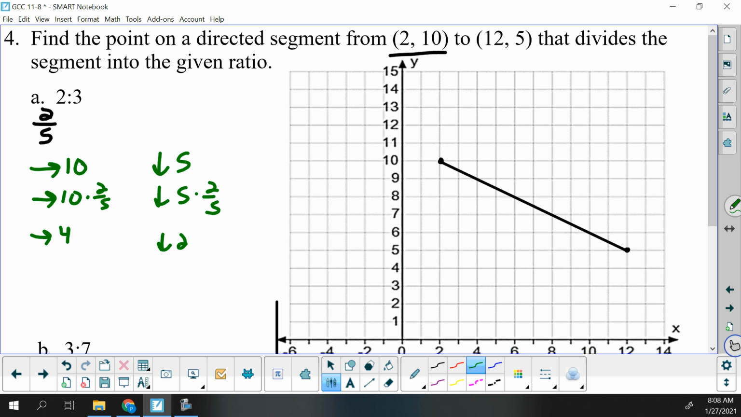We are starting from (2, 10), so our x value is 2. When you go right, you're adding. So 2 plus 4 gives us 6. We're going down 2, so when we go down, the y value we're subtracting. Our y was 10, subtracting 2, so we get 8. And check and see if (6, 8) is on your line, and it is in fact, so that checks out.